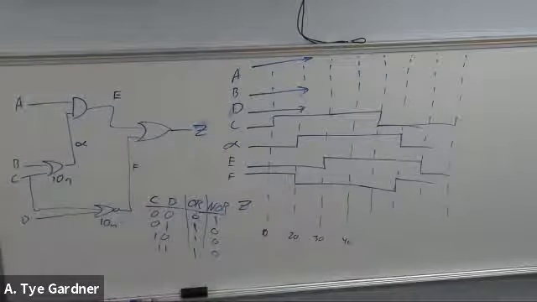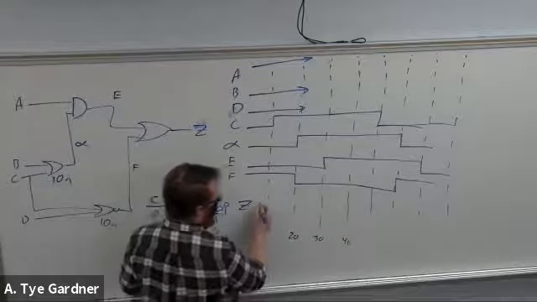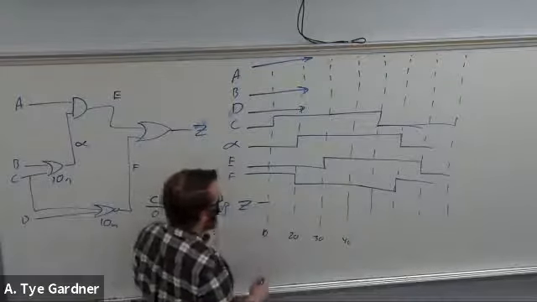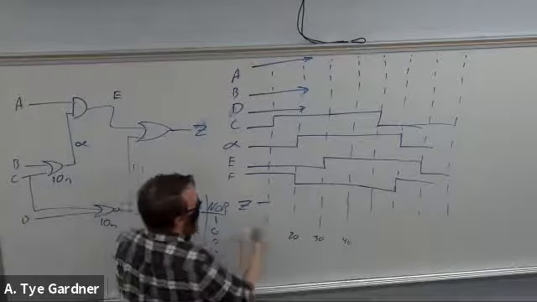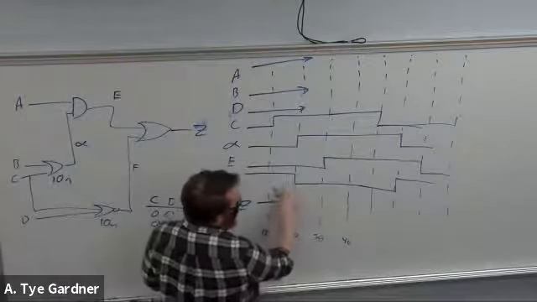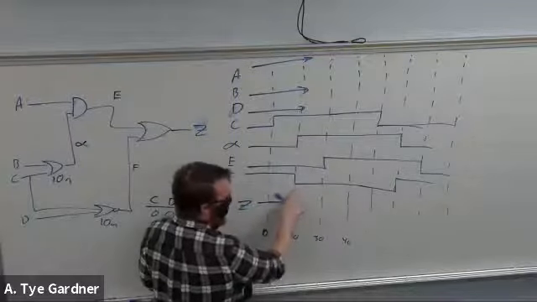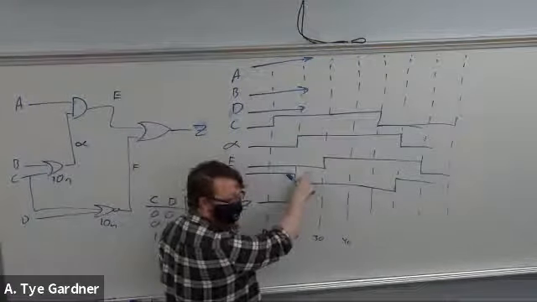Z. Now that I have E and F, I can worry about Z. Z is just E or F. I don't have to worry about any other signals as long as I've done those 2 right. Well, here at F, I'm at 1, right? Because of F, Z is 1. It stays 1 here. It drops to 0. And it's also 0 here.